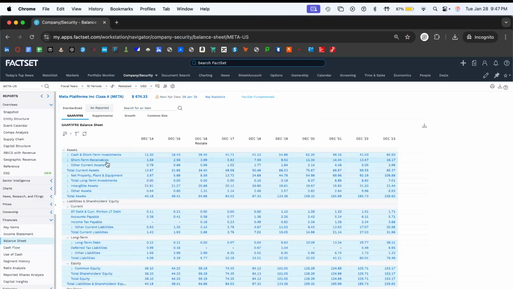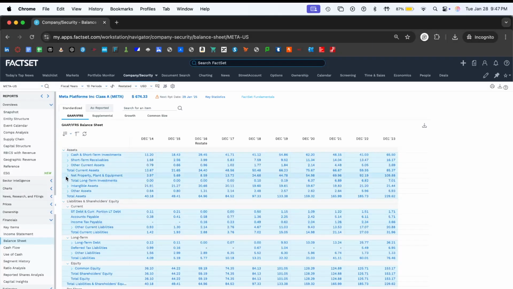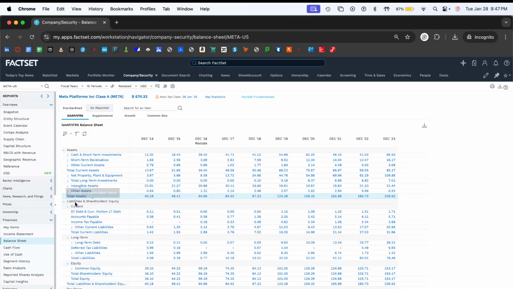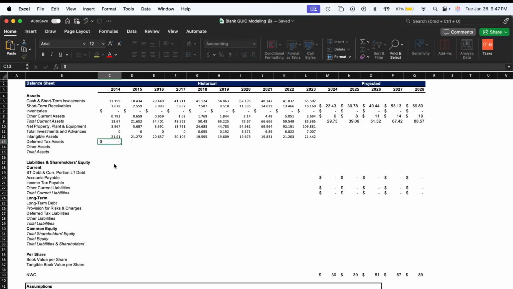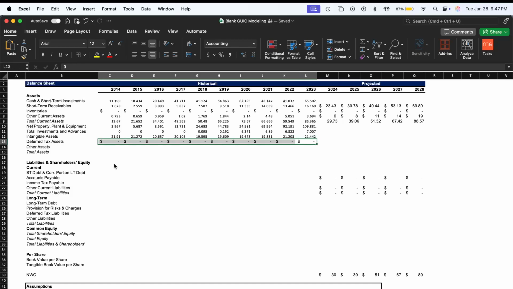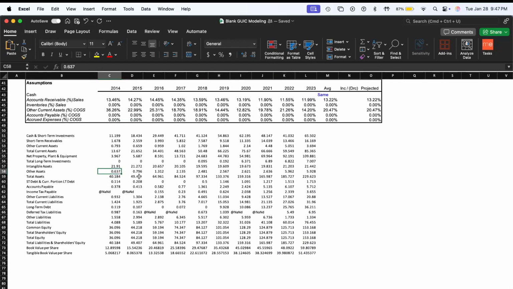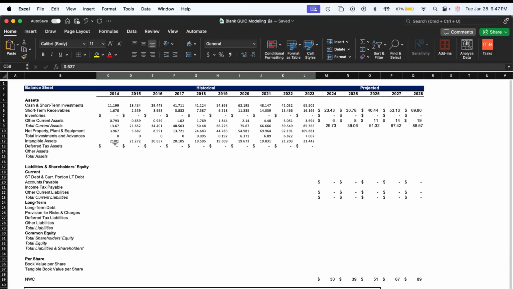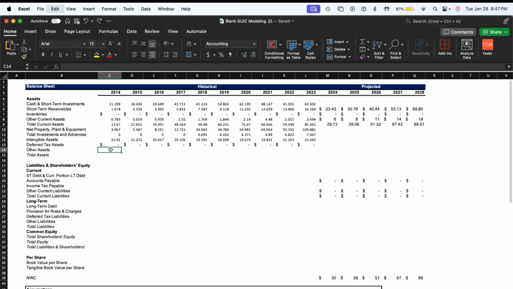They do not have any other deferred tax assets. They do have DTLs, but you can check on here. You can just open these up, but they really shouldn't. And so we're just gonna go with 0. Now you just have other assets, total assets. Oh, beautiful.